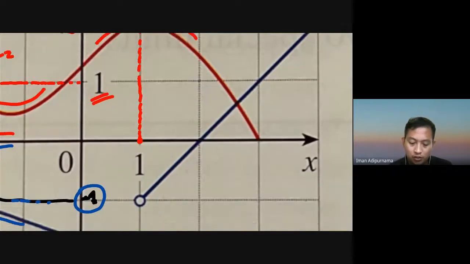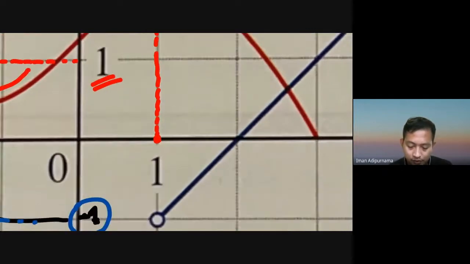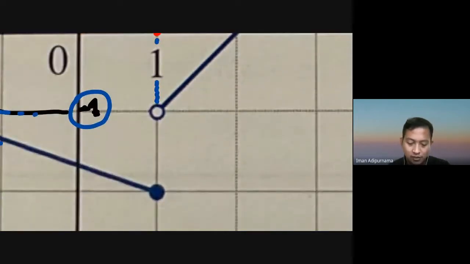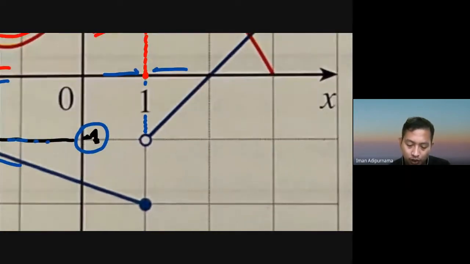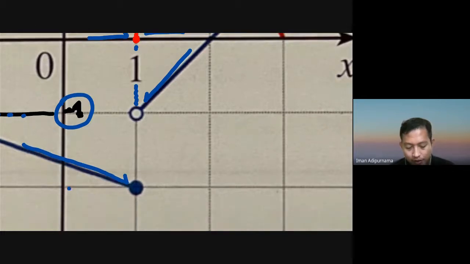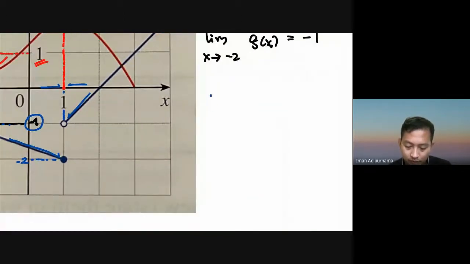And then we look at the other function, going from the left and going from the right. The other function is right here. Oh, there's something wrong with this one. If we look from the right, it's going here, which is -1. But if you look from the left, we get a different answer. It's -2, right?